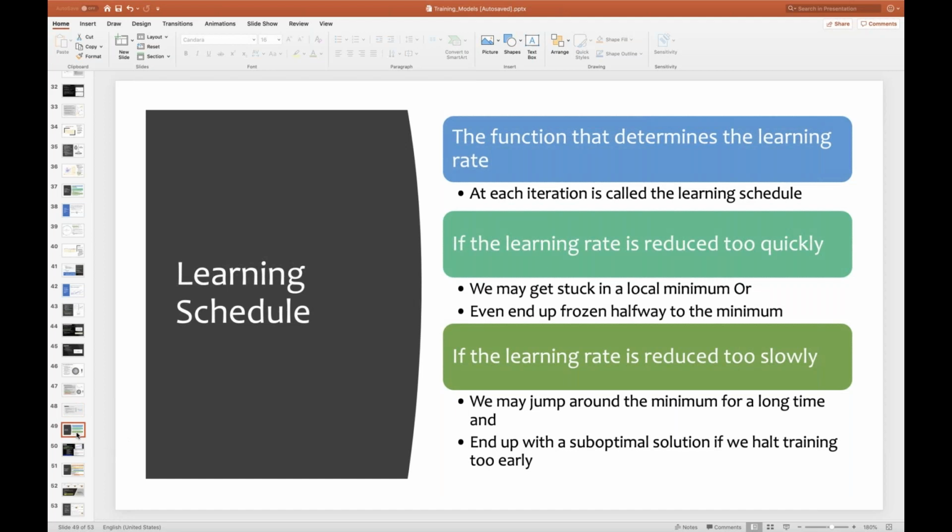Okay. Now, learning schedule. You have started the data science training. Now, if you don't have a proper schedule, you are messed up. Now, this learning schedule is nothing but a function that determines the learning rate. For this specific algorithm and these specific features I have, should the learning rate be high or low? That is a learning schedule. The function that determines the learning rate at each iteration is called the learning schedule.